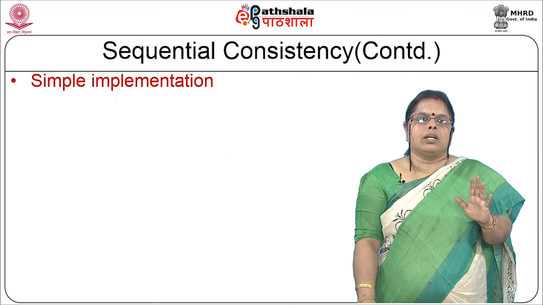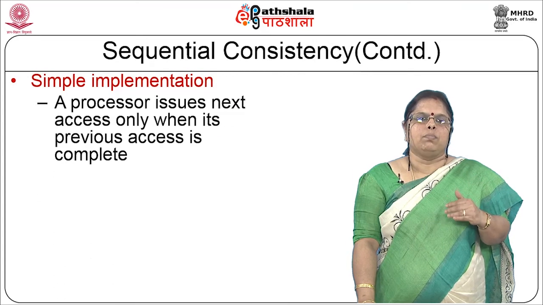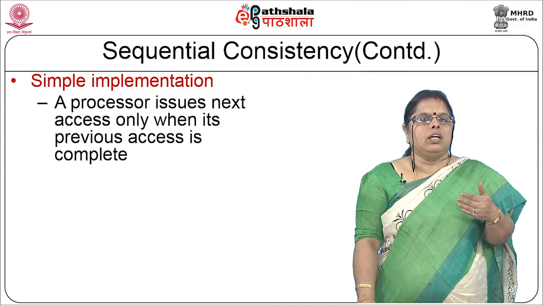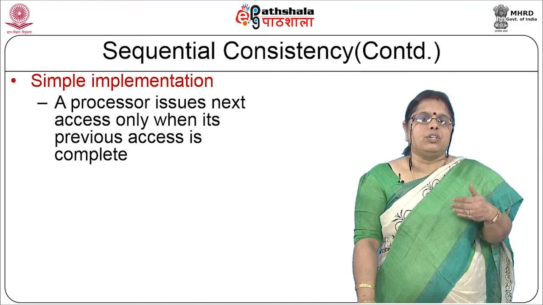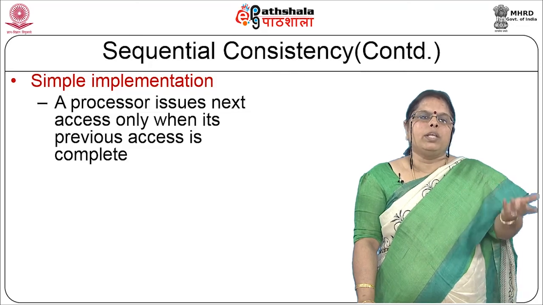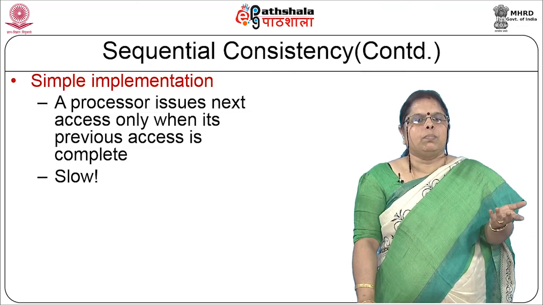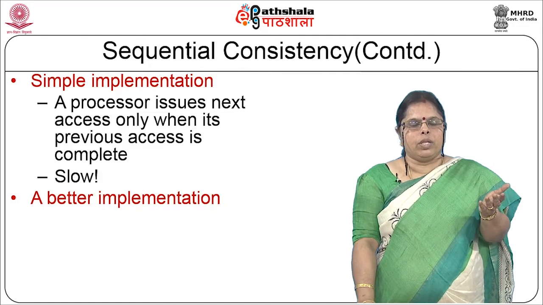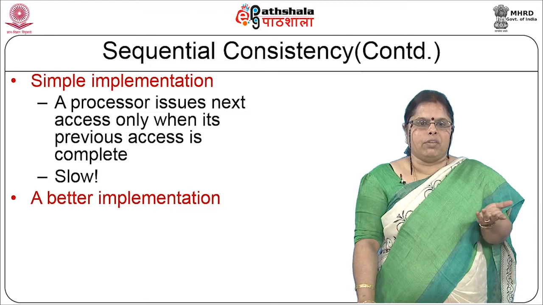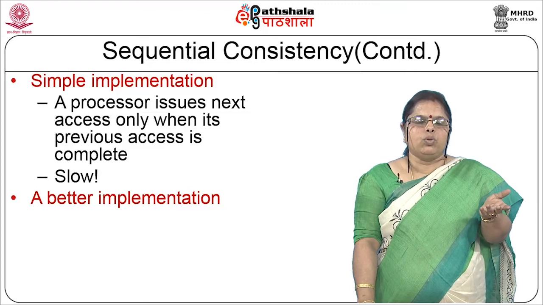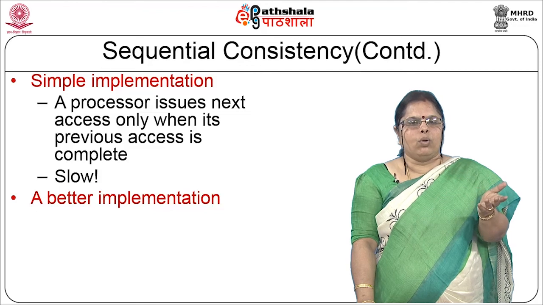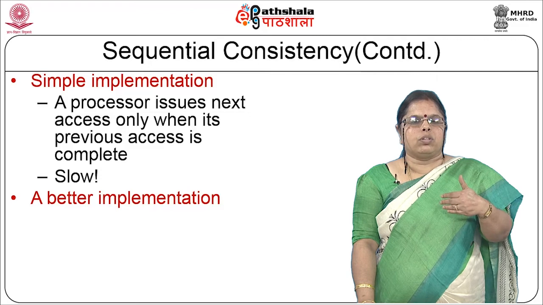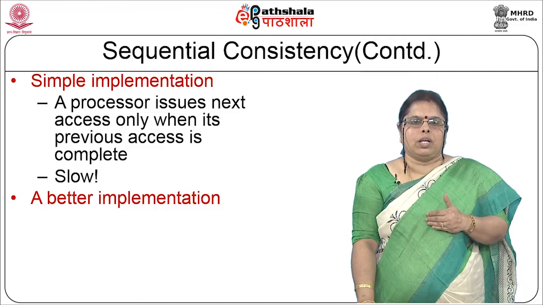Sequential consistency is very easy to understand, and in a simple implementation, the processor issues the next access only when its previous access is complete. But the problem is you cannot do any optimization here. For example, when you have sent a write request and something gets modified, you will have to send an invalidate and wait for all the invalidates to happen and the write process to finish. Only then can you do the subsequent access.